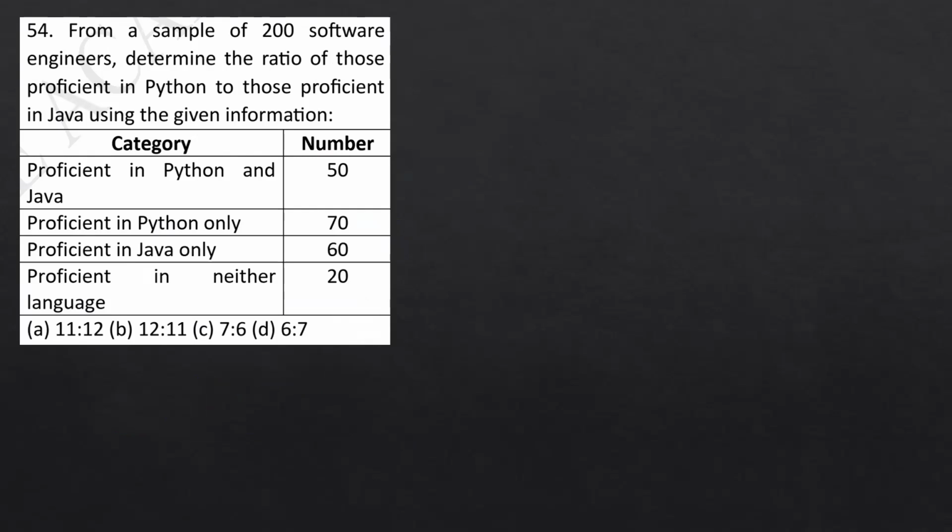From a sample of 200 software engineers, determine the ratio of those who are proficient in Python to those who are proficient in Java. Proficient in both. Okay, this is Python and Java. Only Python is 70, only Java is 60. So if you want Python and Java, it should be 70 plus 50, and Java should be 60 plus 50. So it's going to be 120 is to 110. 12 is to 11.